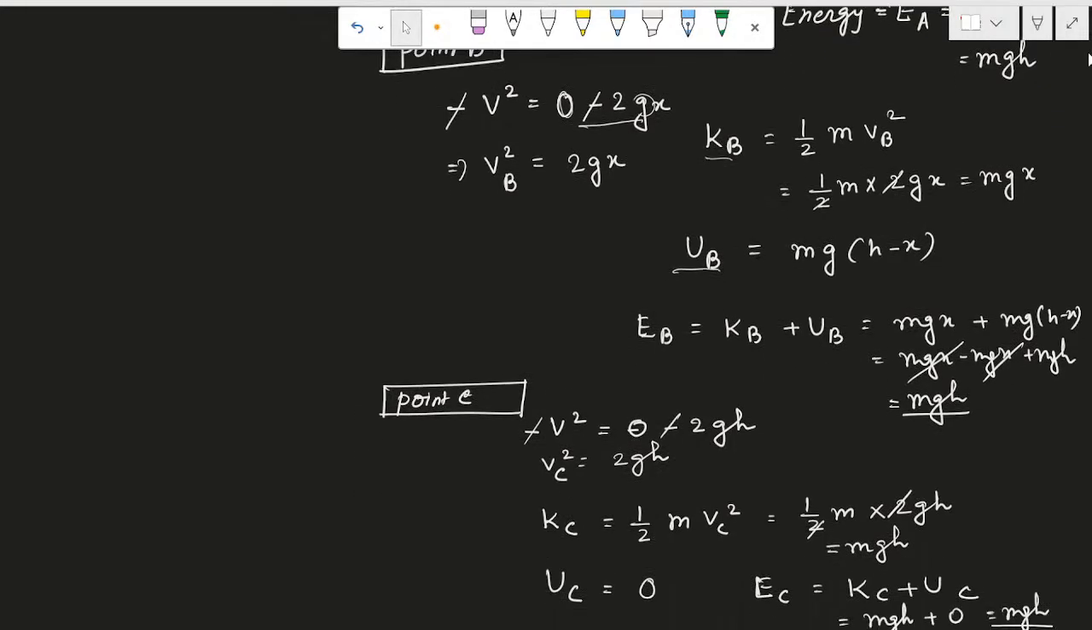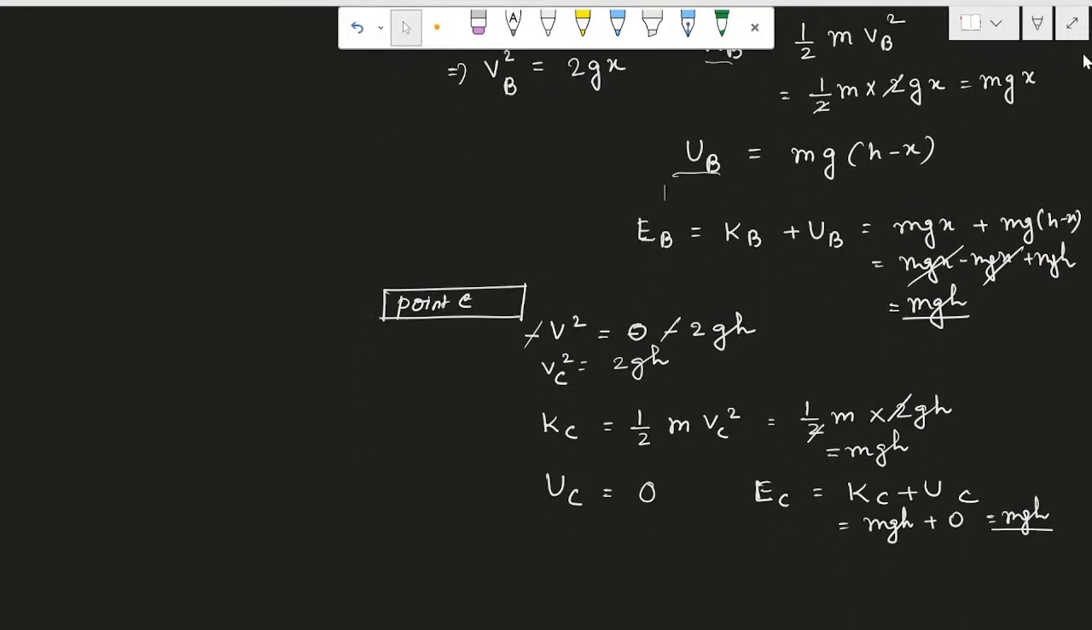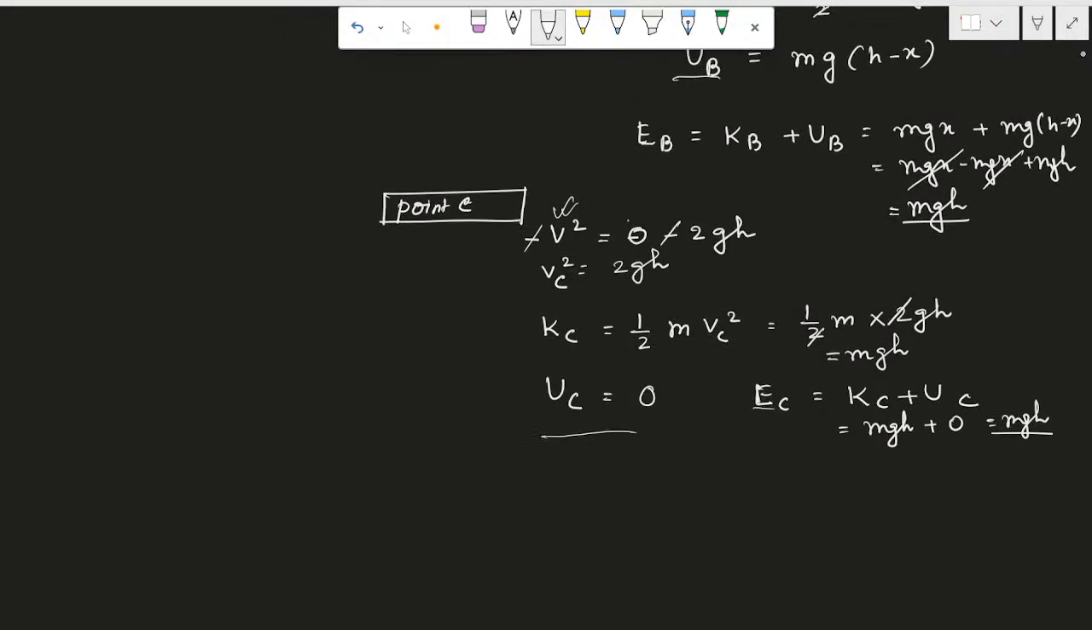And at the end, at point C, the potential energy will be 0 because the height is near 0, negligible. If you consider the velocity at C, you should consider the total journey. Initially it was 0 minus 2gh, as it has covered the total distance. So vc square is equal to 2gh, so Kc is equal to mgh. Therefore the total energy at C is mgh plus 0, so it is mgh. So this is the way you can describe it. Okay.